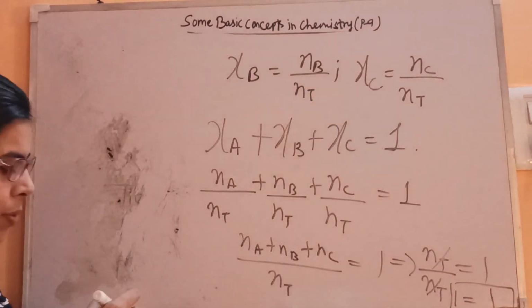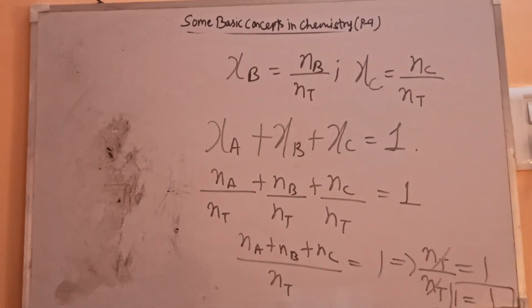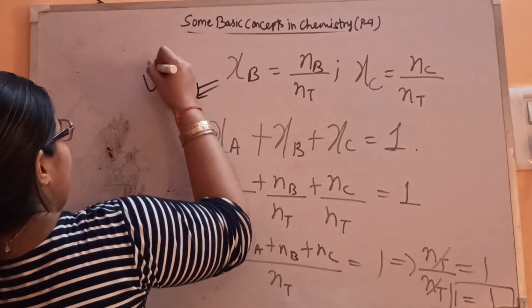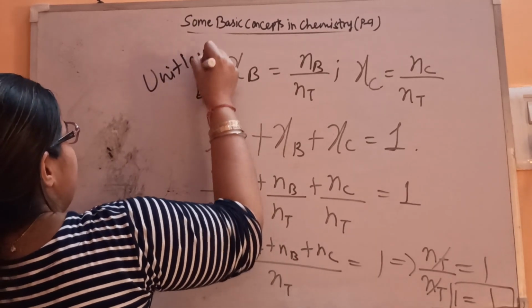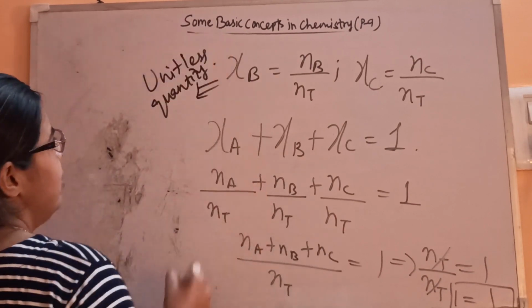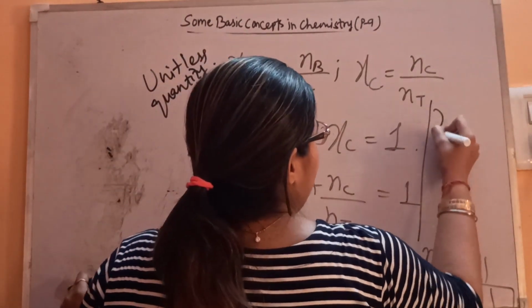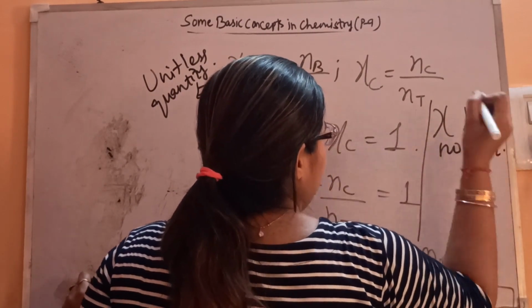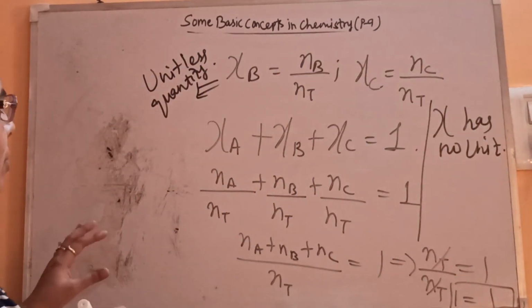So due to this, mole fraction is a unitless quantity. As it is a ratio of the moles, it is a unitless quantity. Fine. So no unit. Okay, chi has no unit. So this you have to keep in mind. Fine, so this is all about the terms.